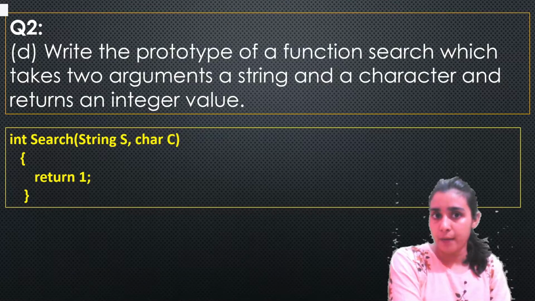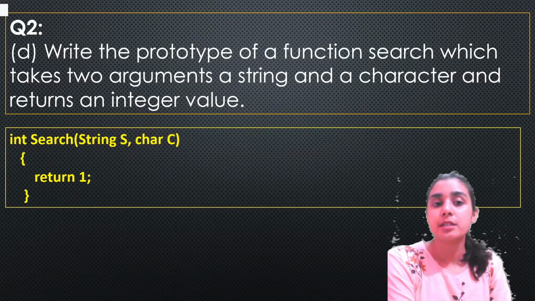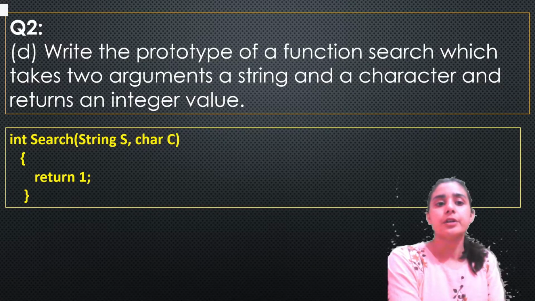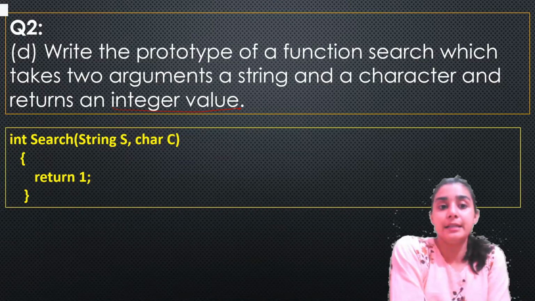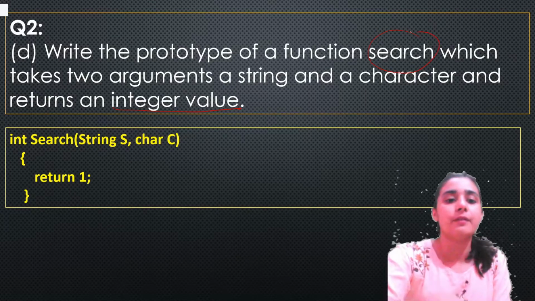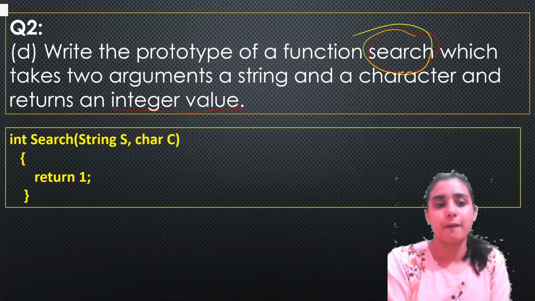Write the prototype of a function search, which takes 2 arguments, a string and a character, and returns an integer value. Okay, and it is returning an integer value. Fine. So what we have to do, first of all, the name is given there. Let me take the color. So the name search is given. Fine.